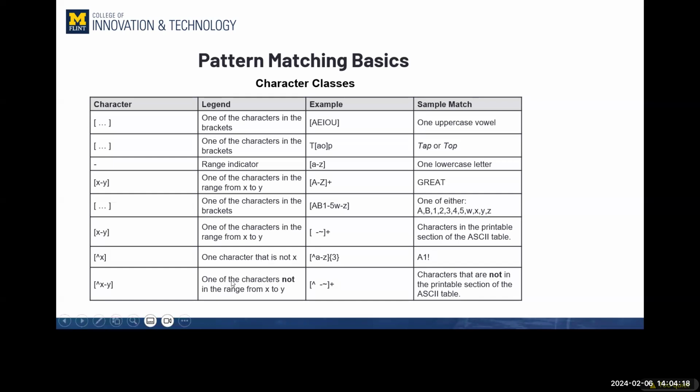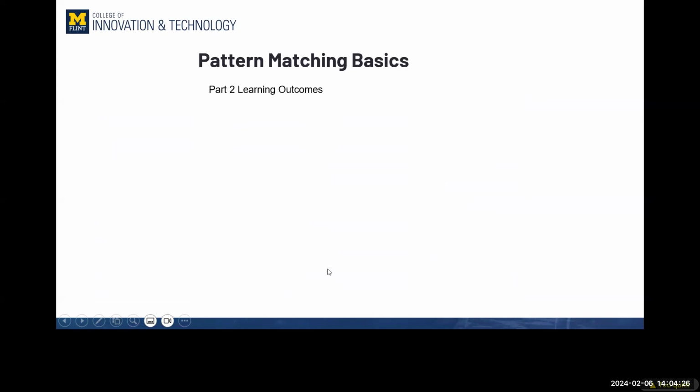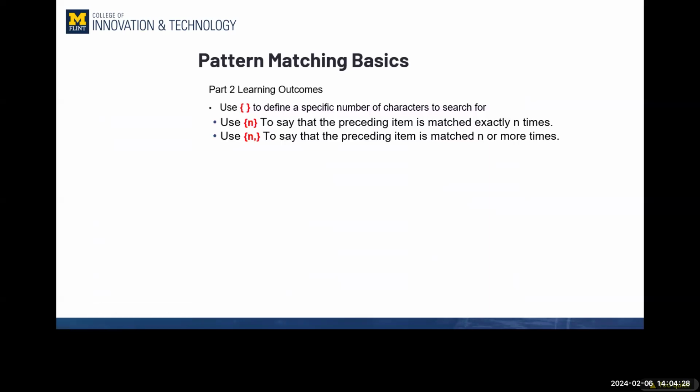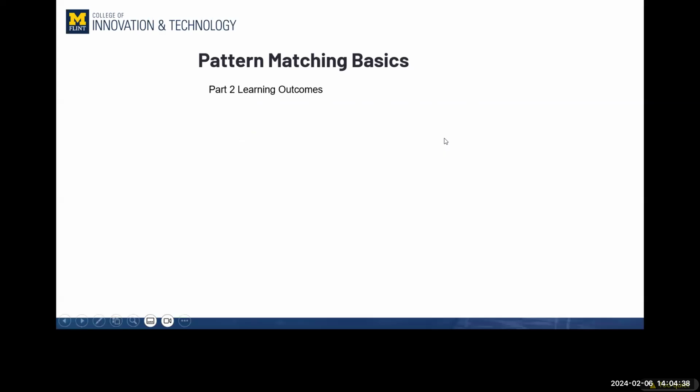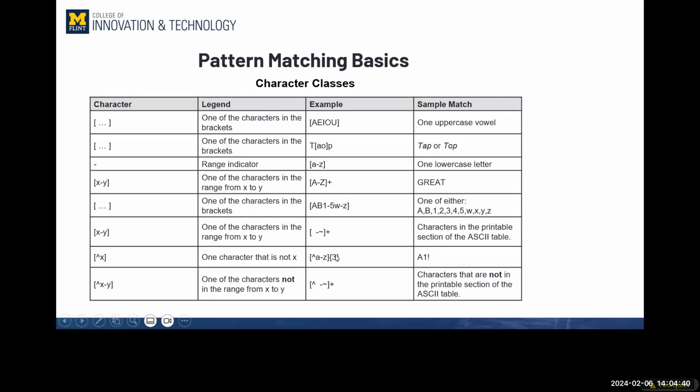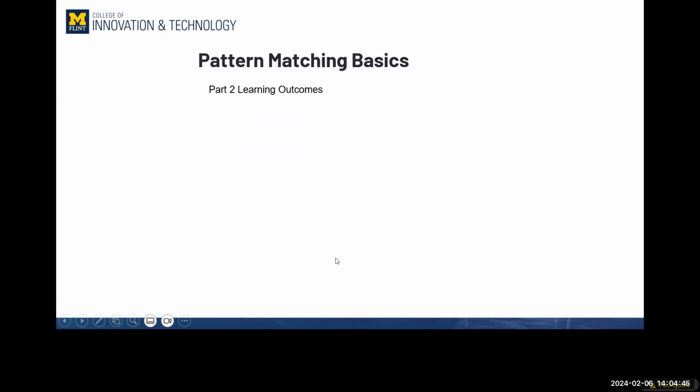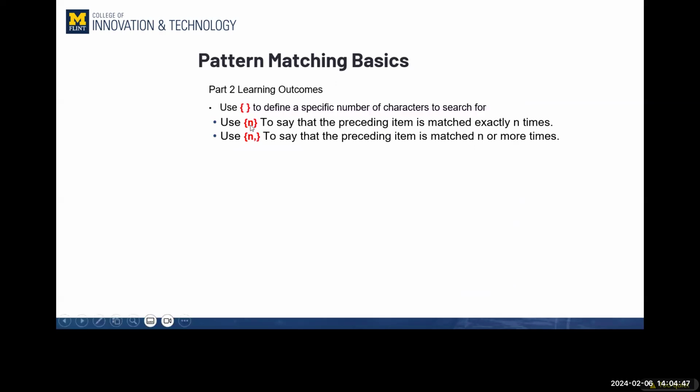So here, we have one of the characters not in the range from X to Y. The second part, as we said, is when we have curly braces. The curly braces are used to define the specific number of characters to search for. For example, here we are searching for one character that is repeated exactly 3 times. Here we say that the preceding item is matched exactly n times, or 3 times.